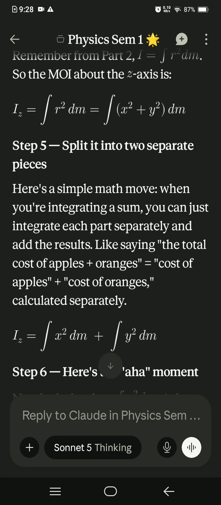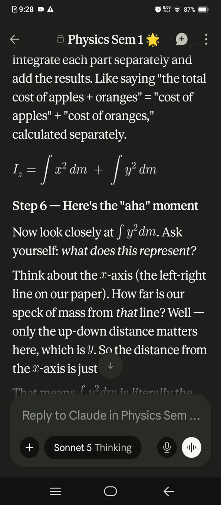Step 5, split it into two separate pieces. Here's a simple math move. When you are integrating a sum, you can just integrate each part separately and add the results. Like saying the total cost of apples plus oranges equals the cost of apples plus the cost of oranges, calculated separately.